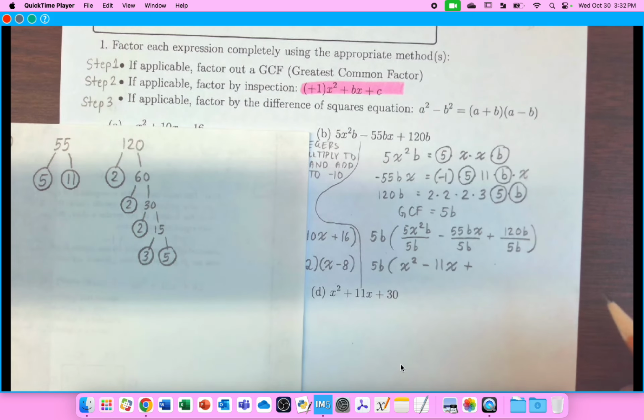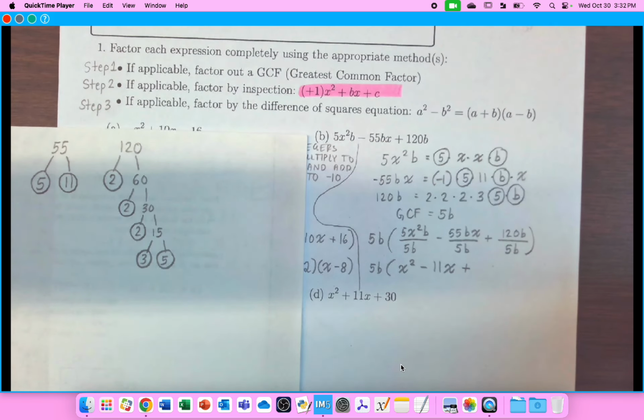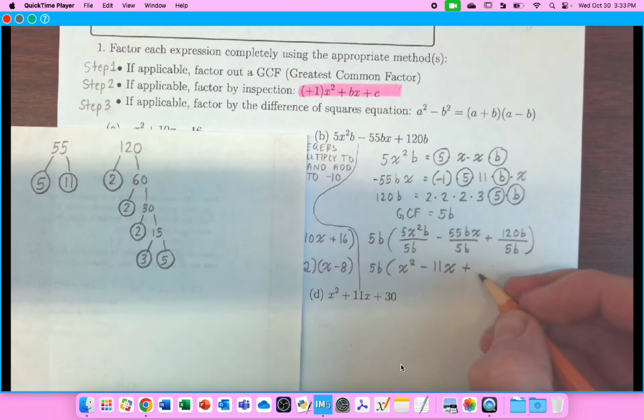It's like my brain is buffering right now. 120 divided by 5 is 24.